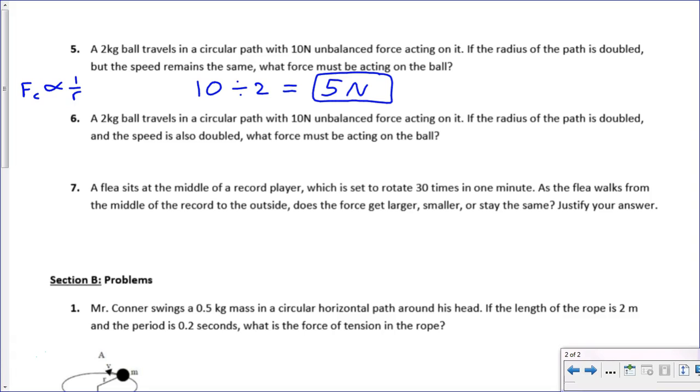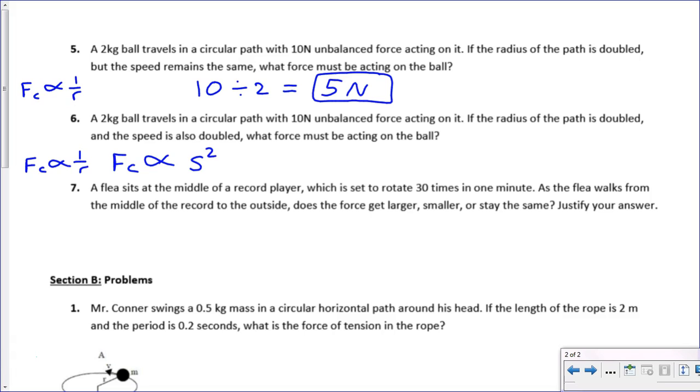For problem number 6, it works a similar way, except it says in addition to the radius of the path being doubled, also the speed is doubled, and you have to think about what effect that has on the force. So we've got Fc is proportional to 1 over r coming into play, but centripetal force is also proportional to the speed squared. And if we think about this, the effect of doubling the radius we've already seen cuts it in half. But the effect of doubling the speed, if you remember, is quadrupling the force.